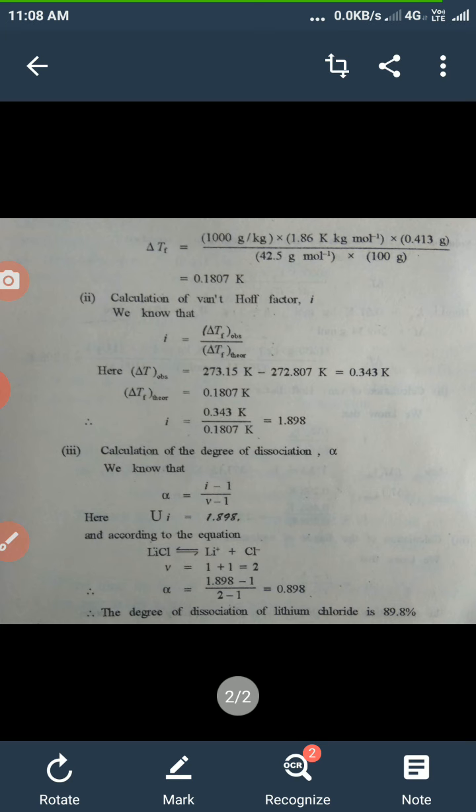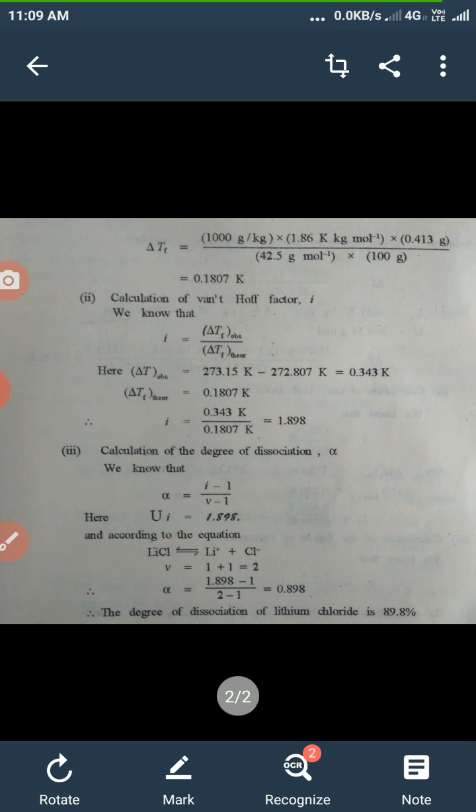Now delta Tf observed will be equal to, we know that the freezing point of water is 273.15, whereas the experimental freezing point of this LiCl solution is 272.807. So the difference is 0.343 Kelvin, which is the observed or experimentally determined depression in freezing point. And delta Tf theoretical we have already calculated in the first step, that is 0.1807 Kelvin.